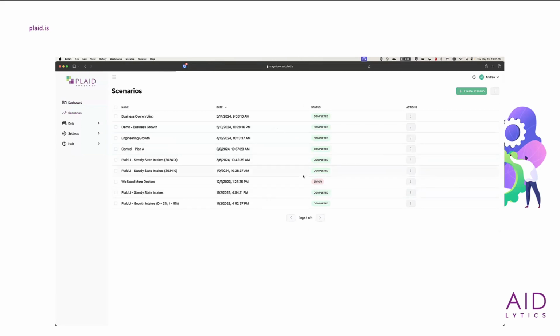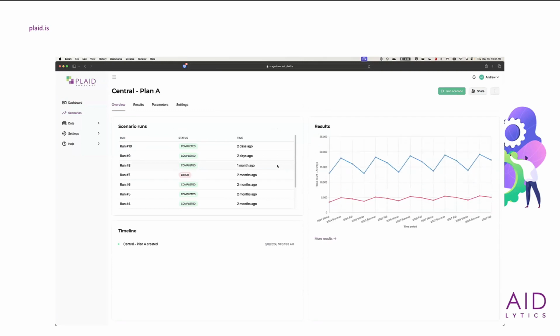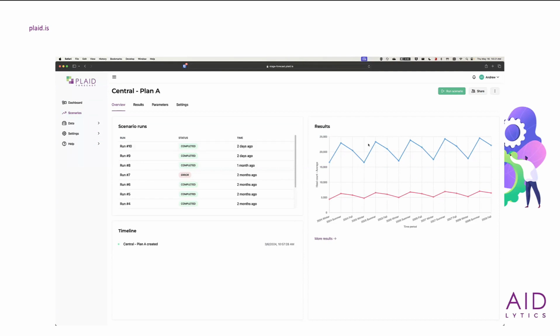I'm going to show you Central Plan A. So currently I'm wearing my Central Administrator hat. Pretend I work in institutional research in a university or college. We can see here that we've got 10 runs of this particular Central Plan A scenario. And more or less, our growth rate is pretty minimal over the years that we have here. Domestic does go up a little bit over time, but not substantially. Same kind of story for international in the red line.